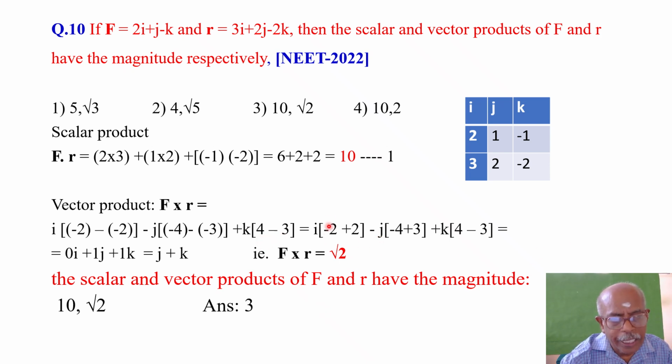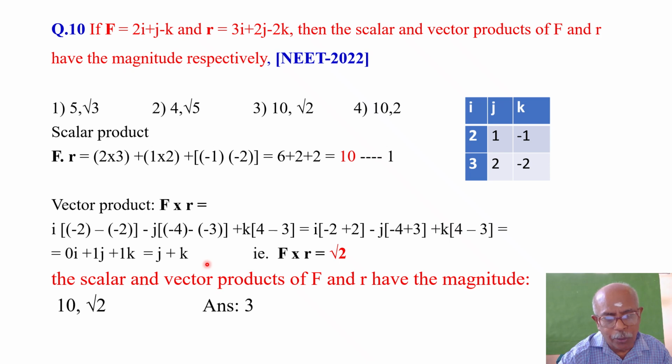So now this is i into 0, that is 0i. Plus what about j? Minus 4 plus 3 is minus 1, and you are having one more minus here, so minus of minus is plus 1j, or simply plus j. Then the k factor: 4 minus 3 is equal to 1. So now you have 0i plus 1j plus 1k, which reduces to j plus k. So the vector product of F cross r for these two vectors will only be j plus k.